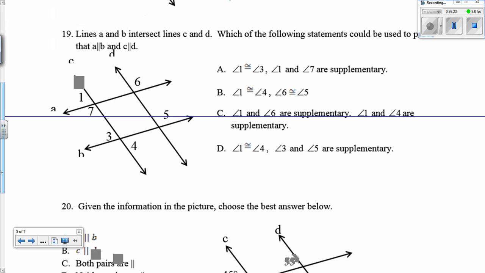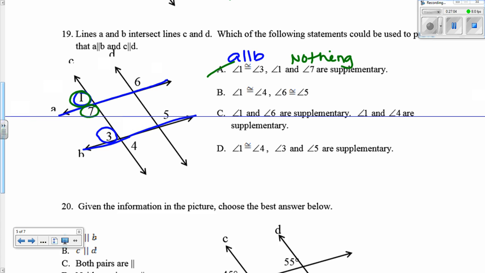In 19, it says lines A and B intersect C and D. Which of the following statements could be used to prove that A is parallel to B and C is parallel to D? So what I'm going to do is take each of my angle relations and figure out which pair it tells me is parallel. If I know that angle 1 is congruent to angle 3, well, that tells me that A is parallel to B. So if I look at 1 and 7 being supplementary, that only uses line A, so this doesn't tell me anything. This tells me nothing.